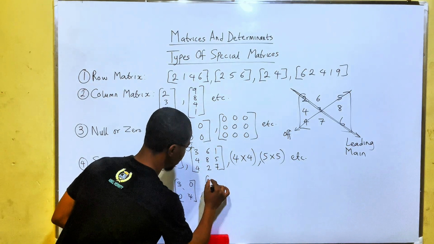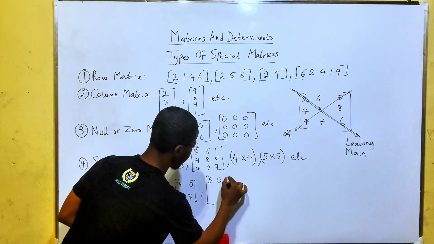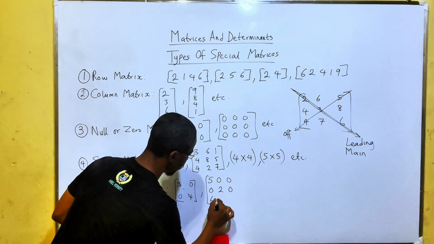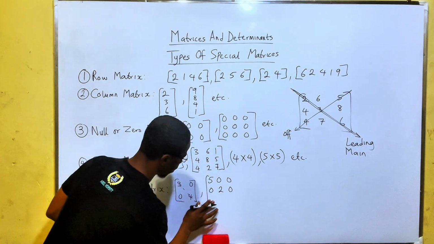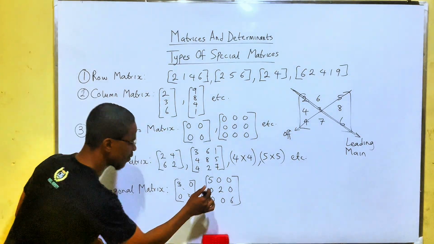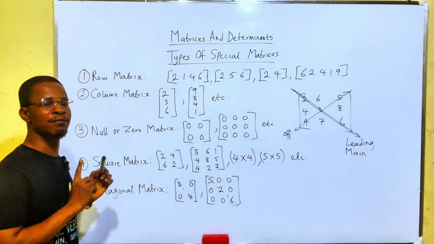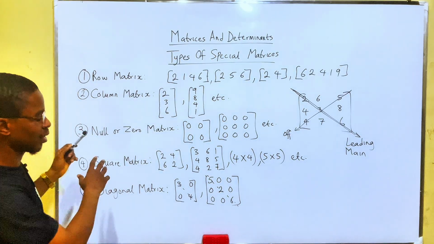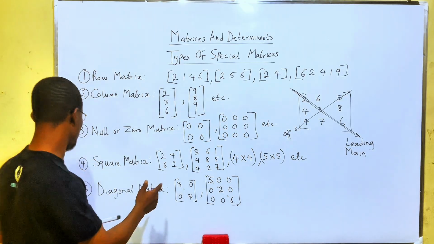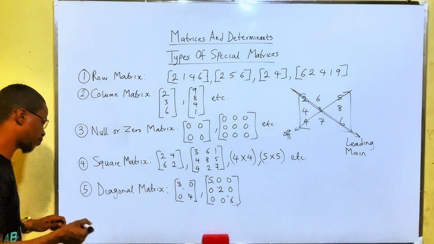We also have here 5, 0, 0, 0, 2, 0, 0, 0, 6. Observe here again, the leading diagonal alone has values, while the non-leading diagonals are all 0. So this is the fifth kind of special matrix.